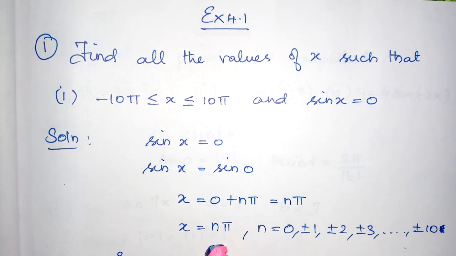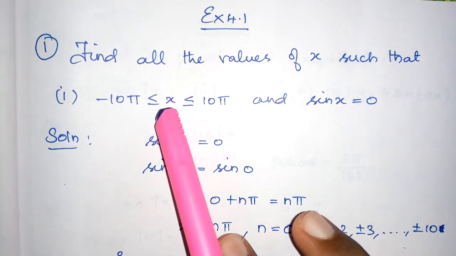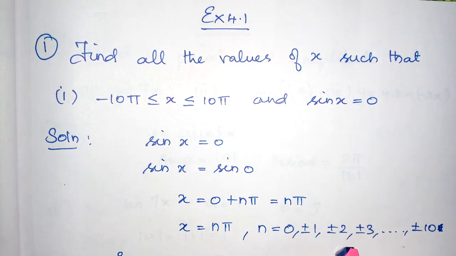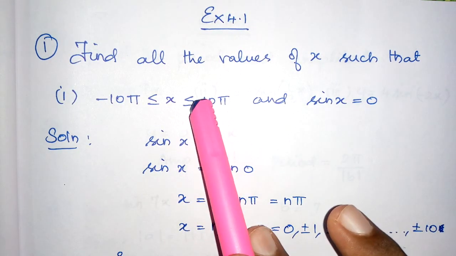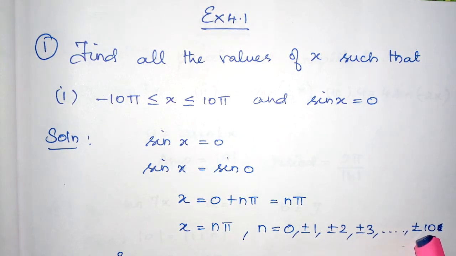Now I have to find the value of n. N must be within this interval. So taking n is equal to 0, 0 into pi is 0. So x belongs to this interval. Plus or minus 1, so plus or minus 1 pi belongs to this interval. Plus or minus 2, so plus or minus 2 pi belongs to this interval. Similarly, up to plus or minus 10 I can take the n value.